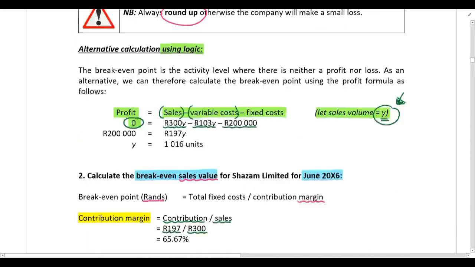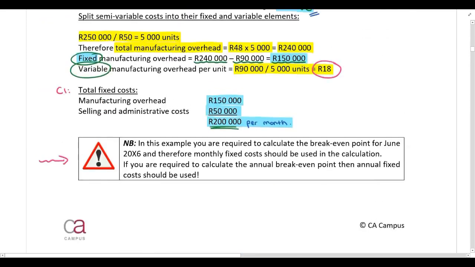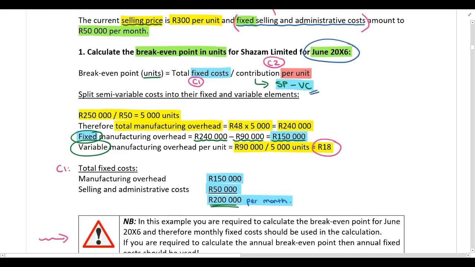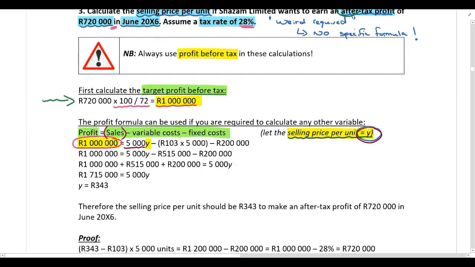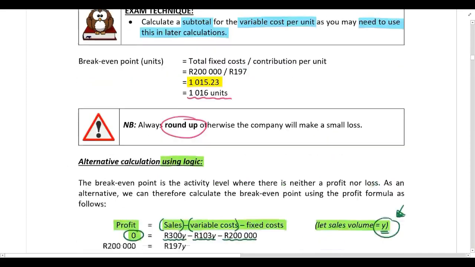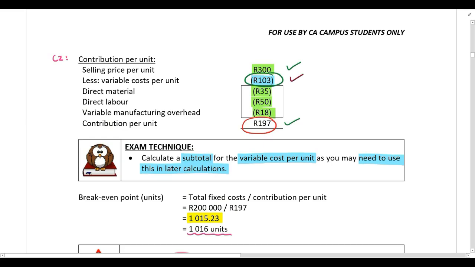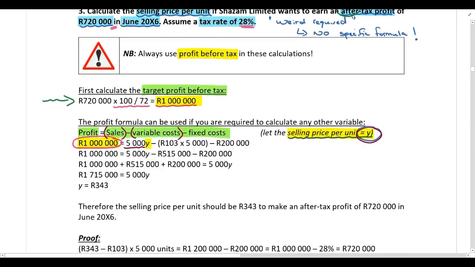We already performed the calculation previously. We know that in June 2026, they manufactured 5,000 units. Then for variable costs, we already calculated our variable cost per unit. The variable cost per unit is 103 Rand. So if we want the variable cost in total, we take the variable cost per unit and we multiply it by the number of units, so by 5,000 units. We also already calculated our fixed costs previously. Go back to the previous calculations, fixed costs were 200,000 Rand per month.